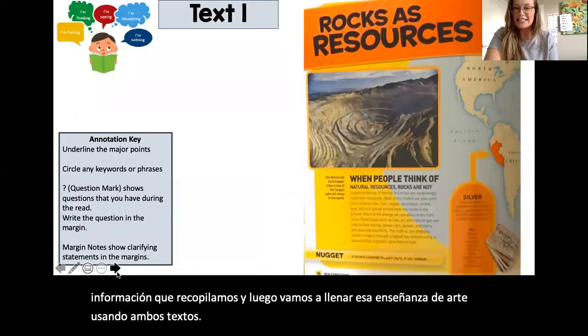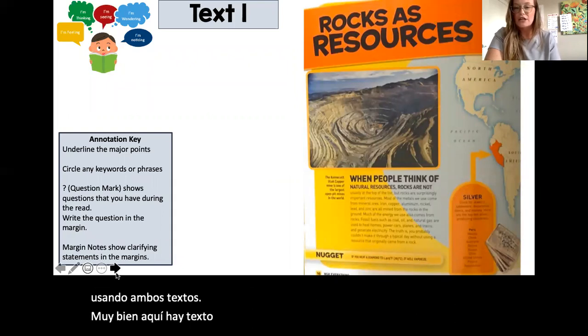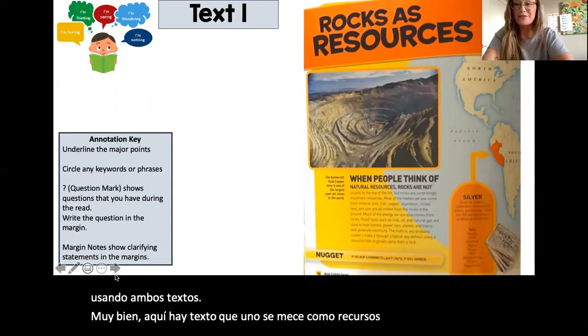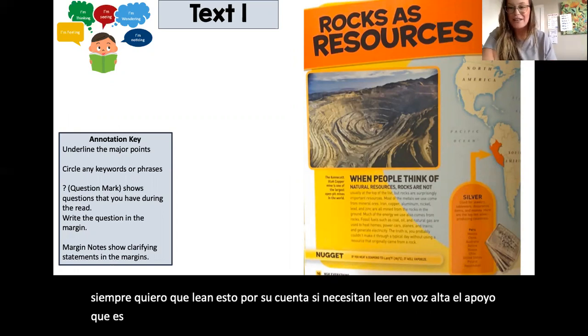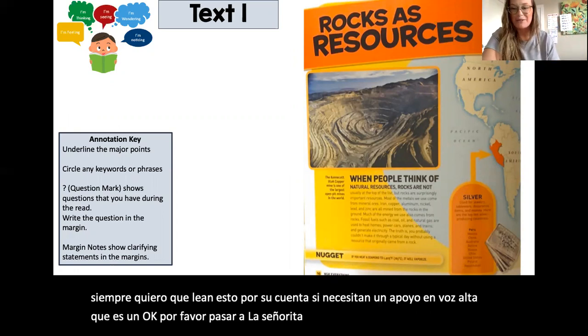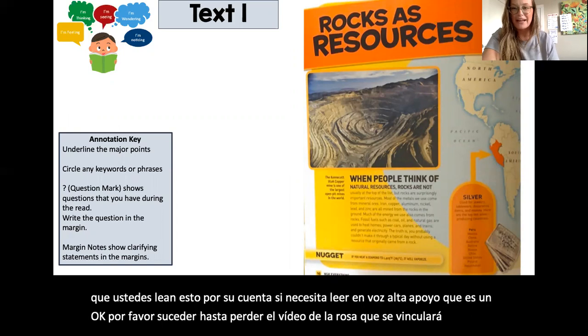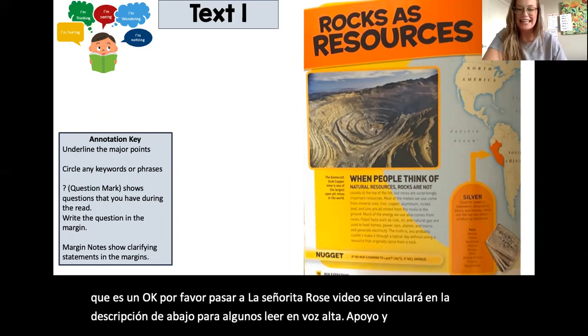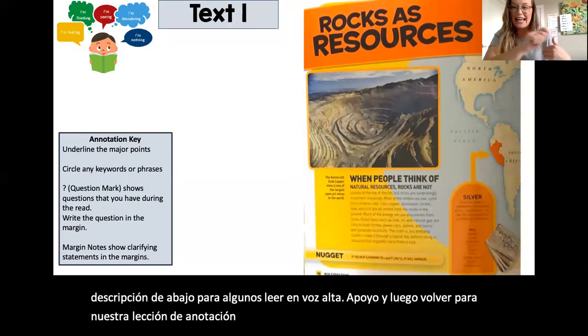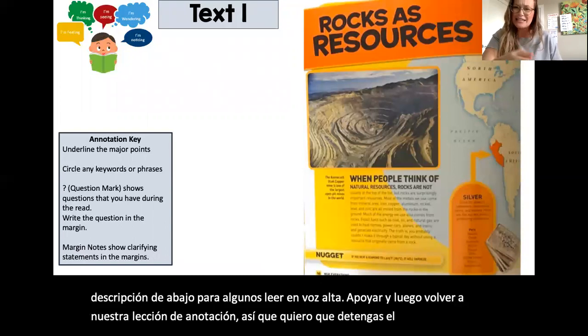All right, here is text 1, rocks as resources. So as always, I want you guys to read this on your own. If you need read aloud support, that is a-okay. Please hop on over to Miss Rowe's video. It'll be linked in the description below for some read aloud support, and then come back over for our annotation lesson. So I want you to pause the video, read it, annotate on your own, and then see what I did for my annotations.